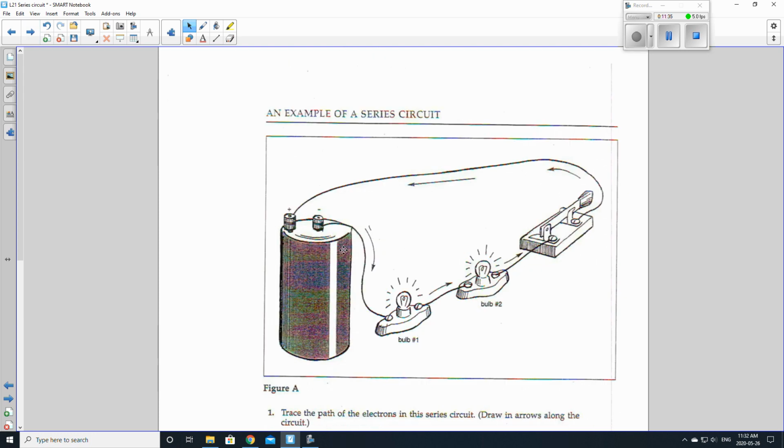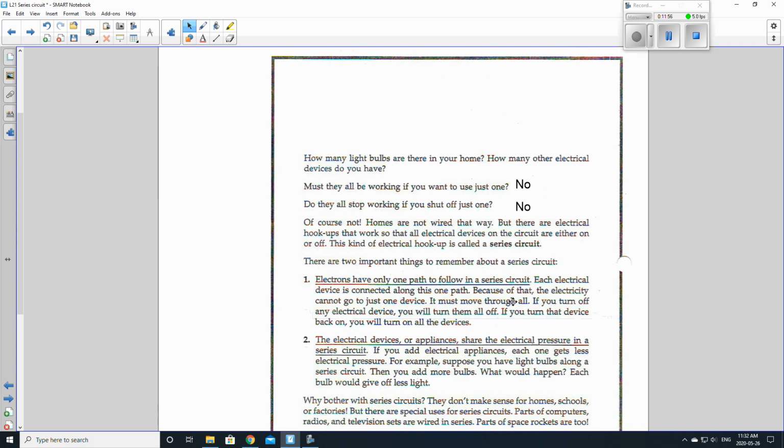Okay, so let's just see this. My electrons travel through here. It must travel through also bulb number 1 and bulb number 2 and the switch. There's no choice, right? Because all of these are connected on one path. There's no such thing as an alternative path. If you turn off any electrical device, you will turn them all off. If you turn that device back on, you will turn on all the devices.